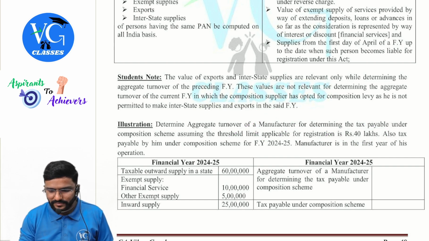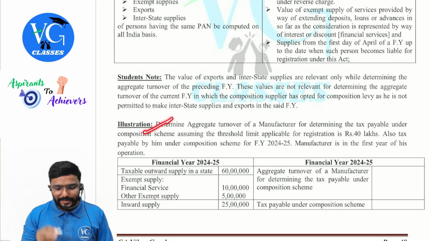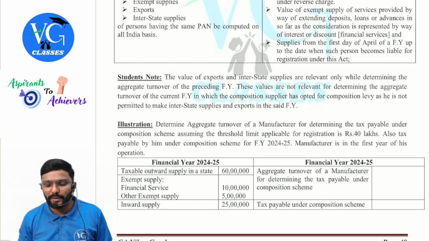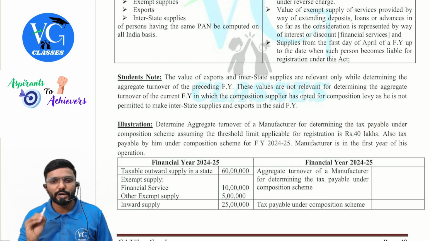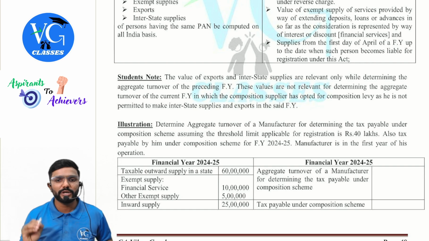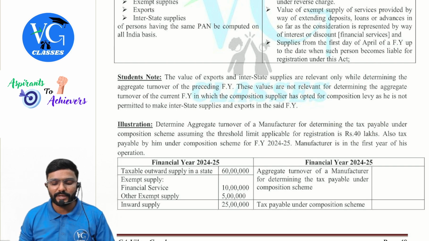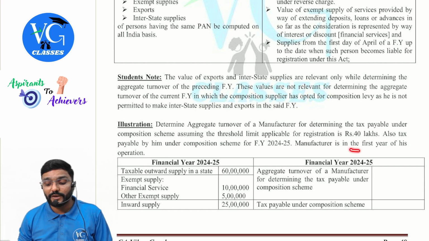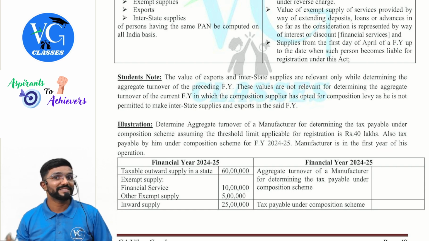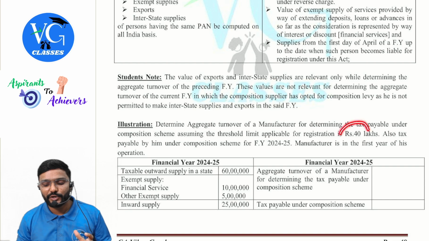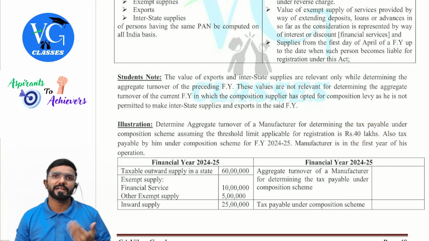Let me read it once. Determine the aggregate turnover of a manufacturer for determining the tax payable under the composition scheme, assuming the threshold limit applicable for registration for him is 40 lakh. Also determine the tax payable by him under the composition scheme. The manufacturer is in the first year of his business. Here they only told what the limit applicable is, 40 lakh. Reduce that much.